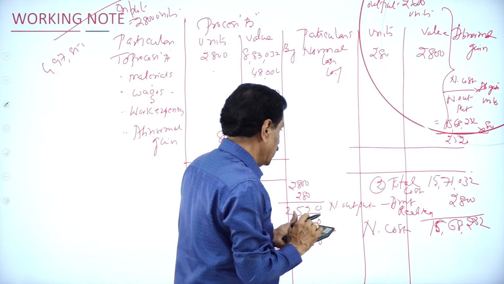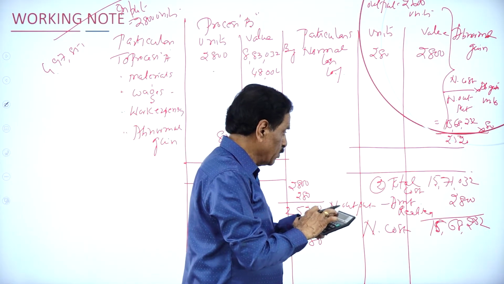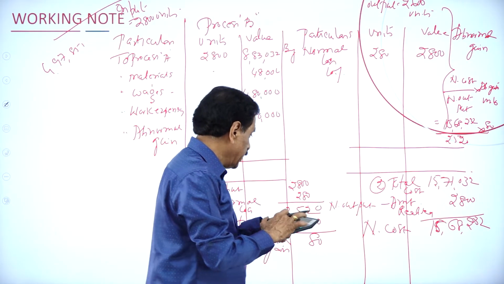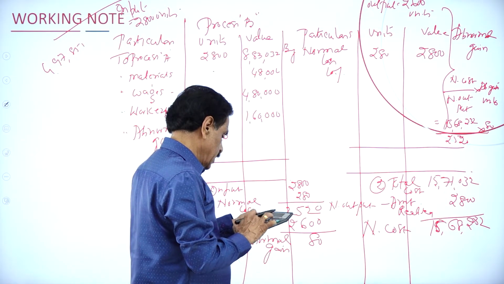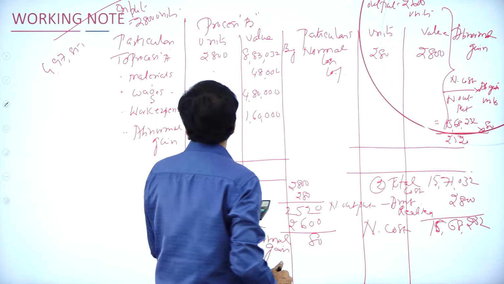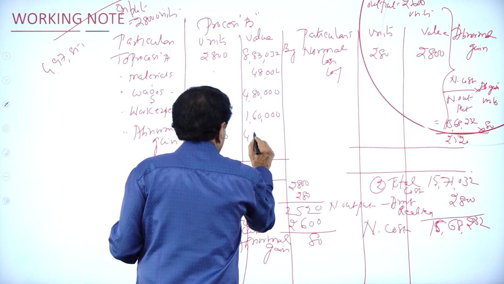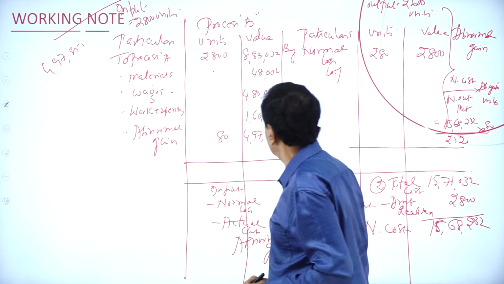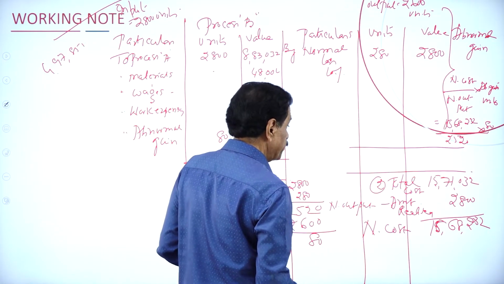15,71,032. This is 15,68,232 divided by 2,520 into 80. 4,97,851. 4,97,851 value, higher value. 4,97,851. So add to this.